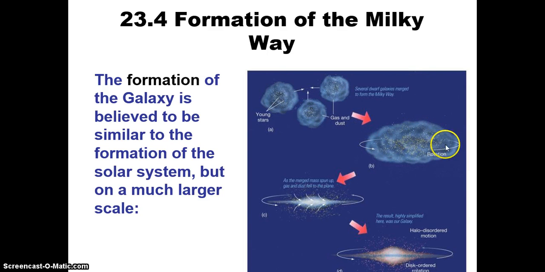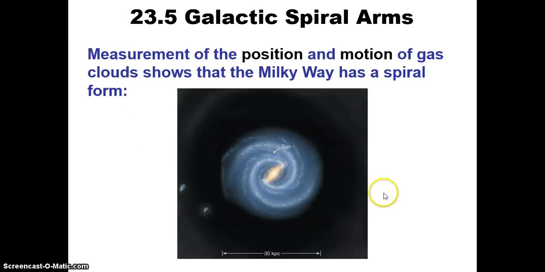Once you get an overall rotation taking place, then due to the conservation of angular momentum, this thing, whatever its original shape was, will flatten out. It flattens out quite nicely, and you have the formation of a spiral galaxy. All right.